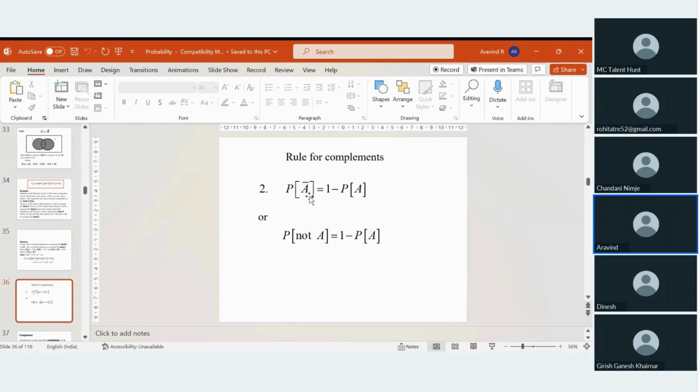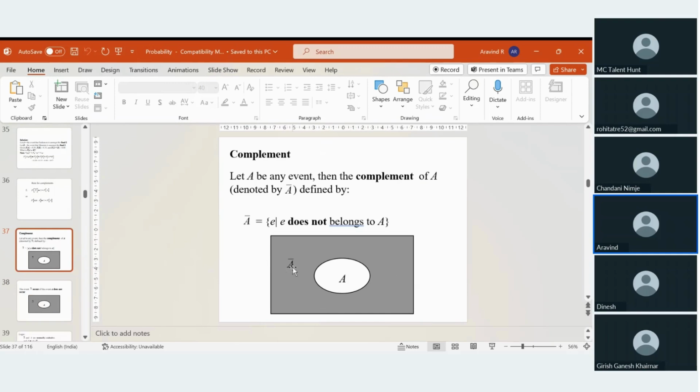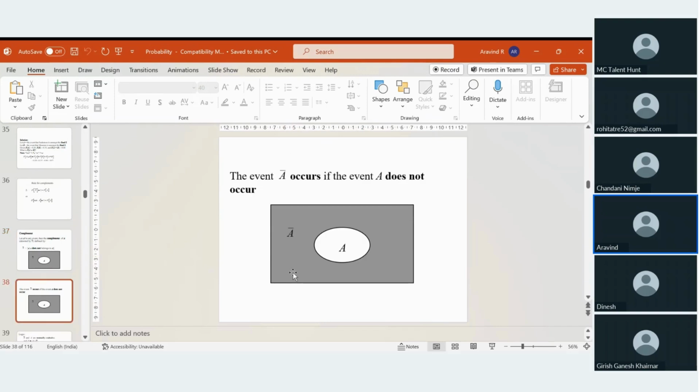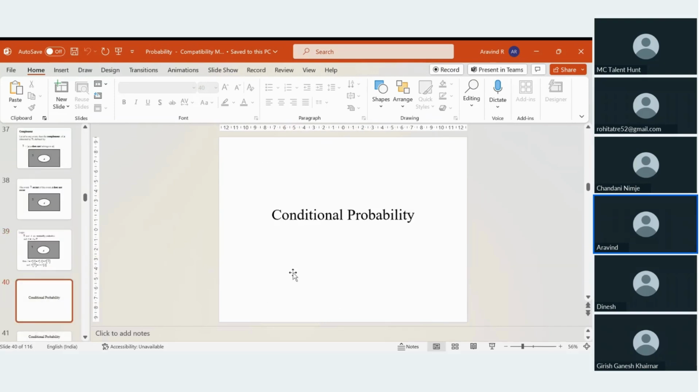So if you want to get the complement, what do you do? 1 minus the probability. If I want the complement of event A, what do you do? 1 minus P of A. Complement means not A, which also represents 1 minus P of A. Clear? So this is the complement of the total region. A is nothing but the event. I think you know all these events in that case.